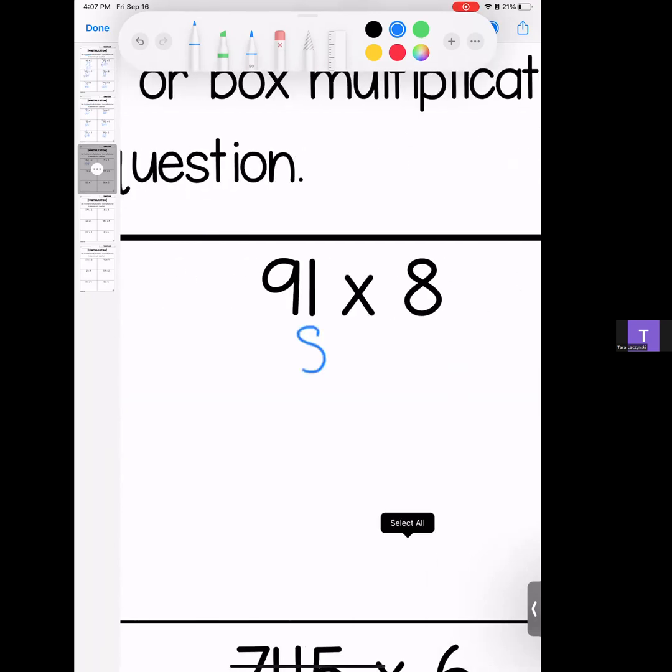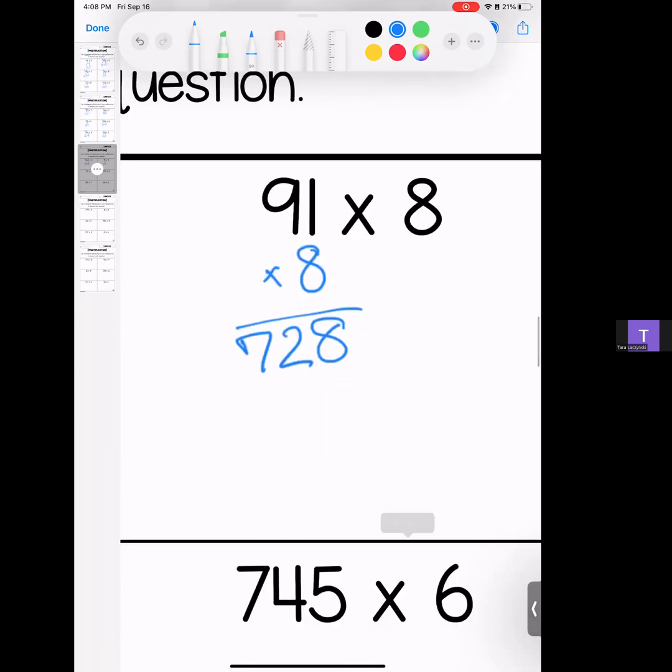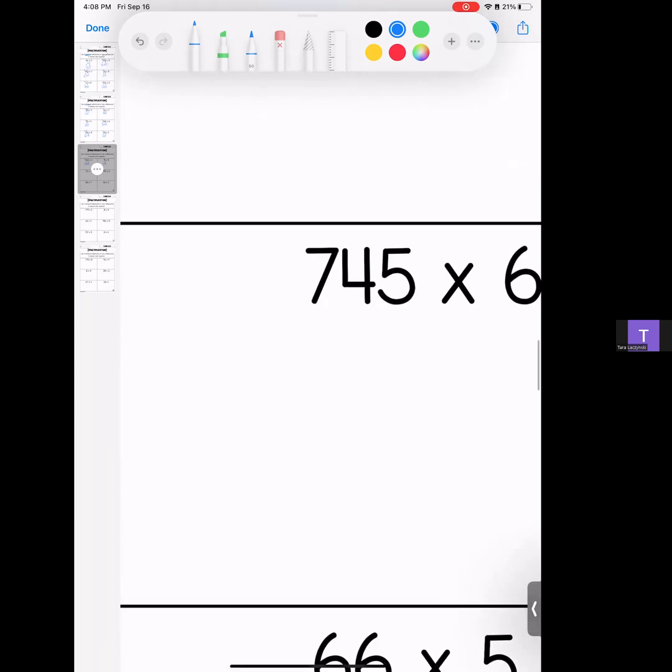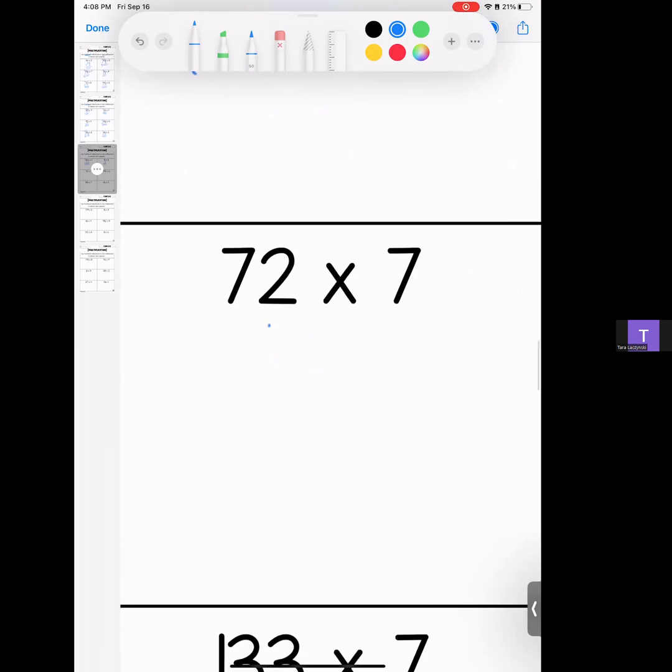91 times 8. 8 times 1 is 8. 8 times 9 is 72. 728. 72 times 7. 7 times 2 is 14. 7 times 7 is 49. Add 1 is 50. 504.